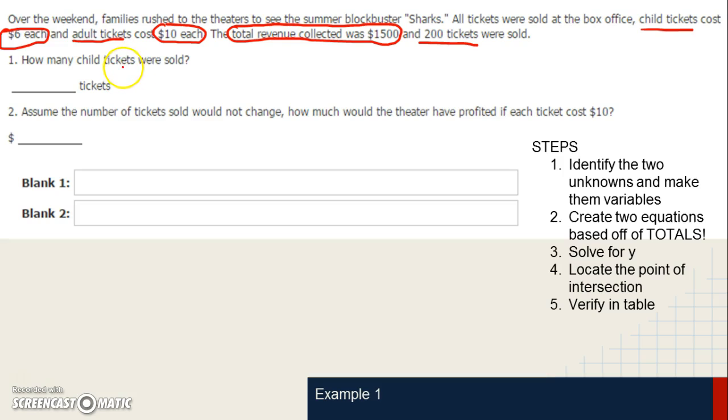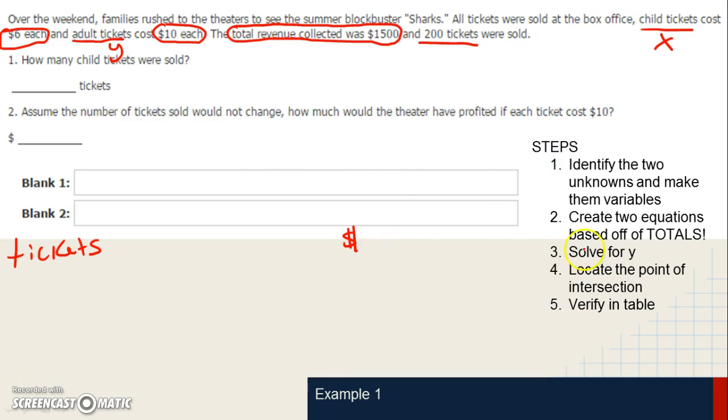Let's focus on this first question first. So we're going to, one, identify the two unknowns and make them variables. Obviously, we don't know how many child tickets were sold. We're going to make that a variable, x. Then, we know the cost of child tickets, and we know the cost of adult tickets, but we also don't know the number of adult tickets sold, so we'll call that y. Now we can create two equations based off of the totals. So I've got total revenue, and I have total tickets. So the first total equation will be a tickets equation, and the second total equation will be a revenue equation.